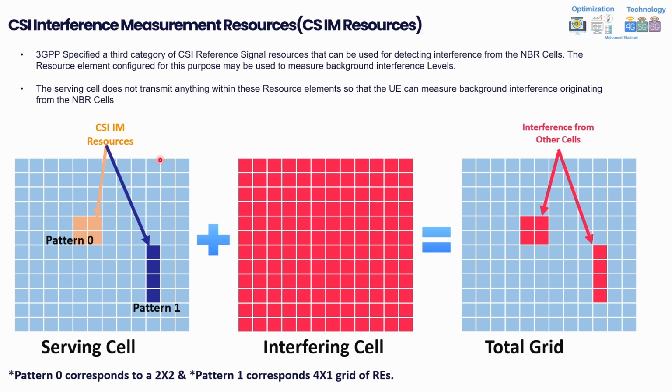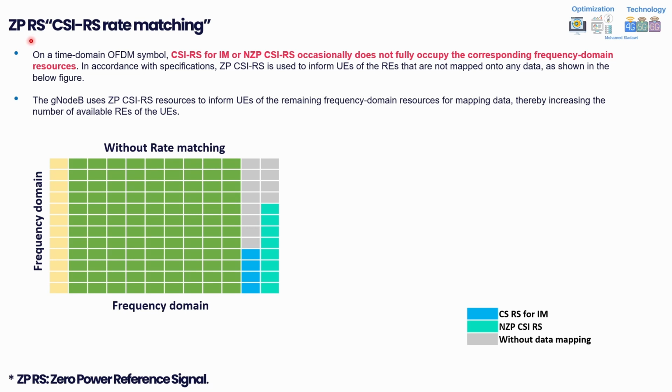So moving to the next type, it's about the zero power reference signal. As I told you, zero power is kind of a misleading name, because actually with these zero power resources the gNB can still transmit some information to the UE. For example, the figure on the left shows PDSCH resources, and you have some gray information which has no data, and some CSI-RS for IM (interference management) and some for non-zero power.